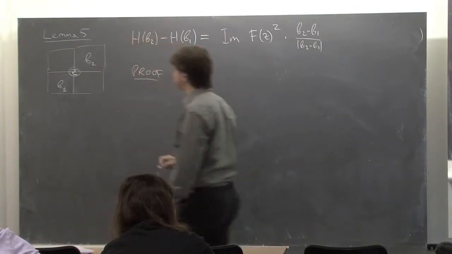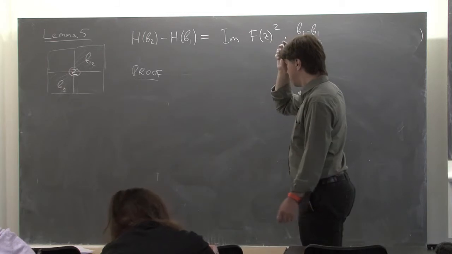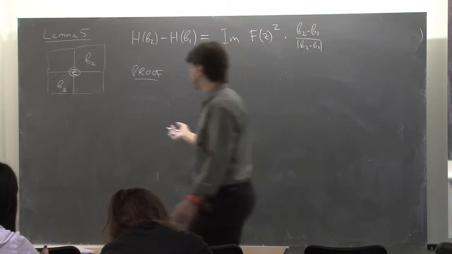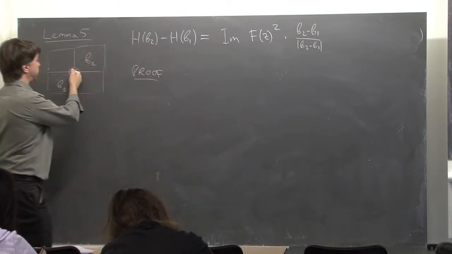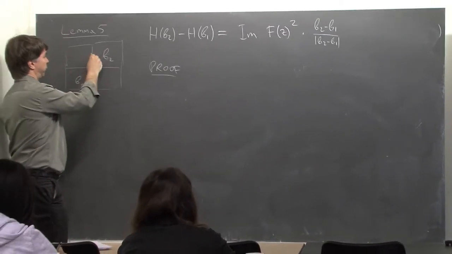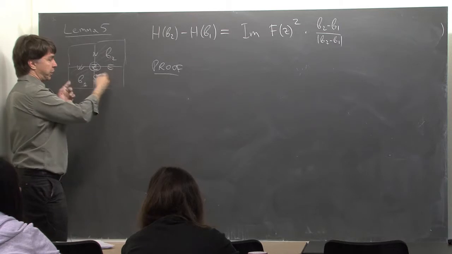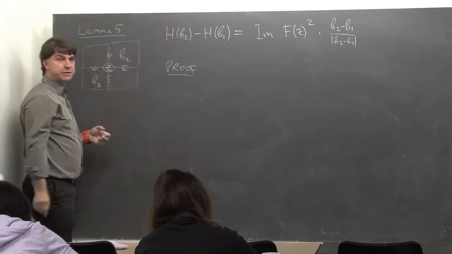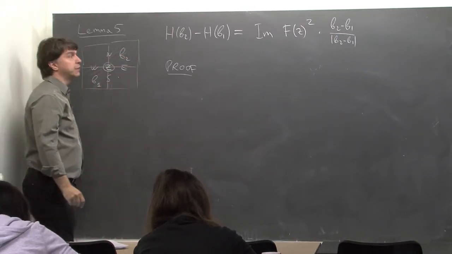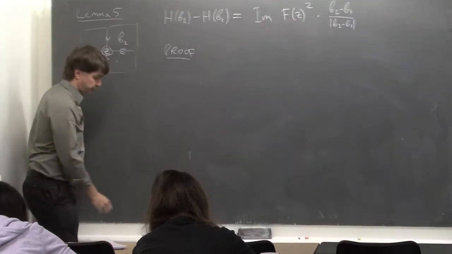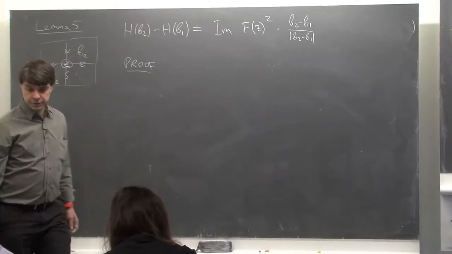We'll do the proof after the break, but essentially, if we know f of z, we know f of north, south, west, and east, and then we can calculate what the differences are. And it turns out that it's exactly this formula. So let's have a break.